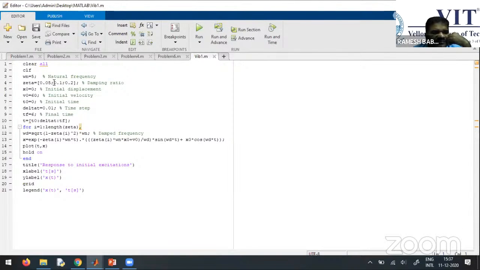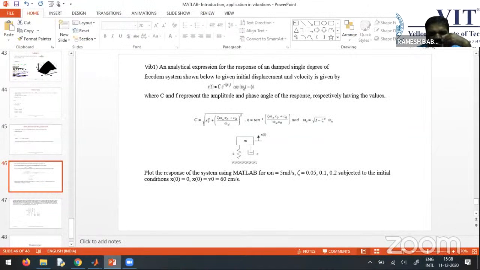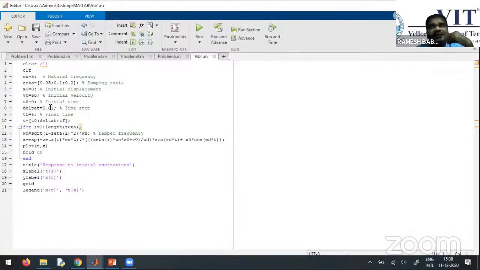Then column matrix. So x naught, which is equal to 0, is the initial displacement. V naught, initial velocity, 60. 60 millimeter I have taken. Normally it will take the 60 centimeter. Actually I have taken the same thing. Normally it will take as meters, I think.